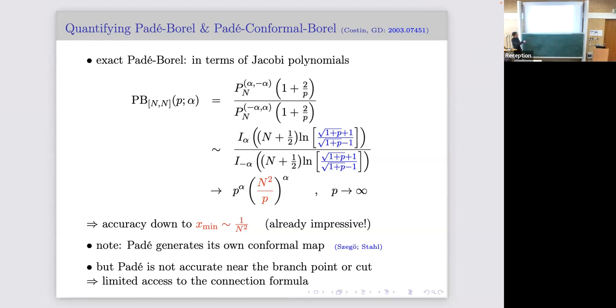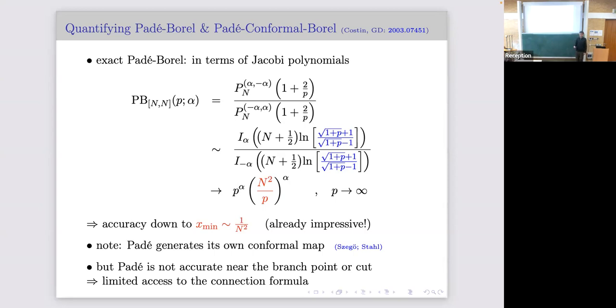The other thing to note from this page is a very general result of Padé. It goes back to the work of Szegő for polynomials, but more recently, work by Stahl in the late 90s. But what Padé does is it actually creates, in the limit as n goes to infinity, its own conformal map. And the reason for that is that Padé is, of course, representing this function as a ratio. So the only singularities Padé can have are poles.